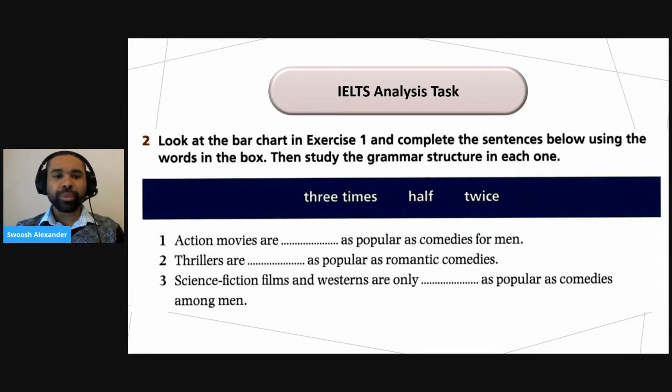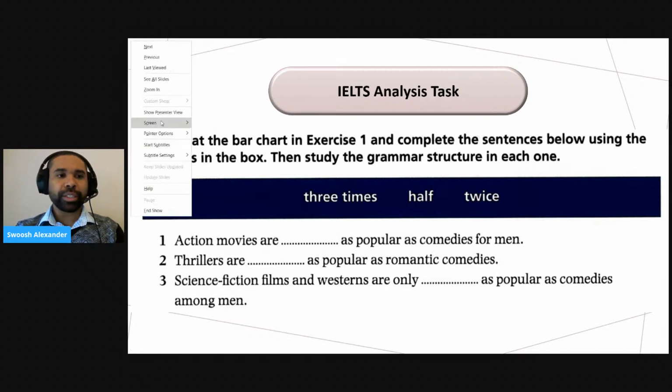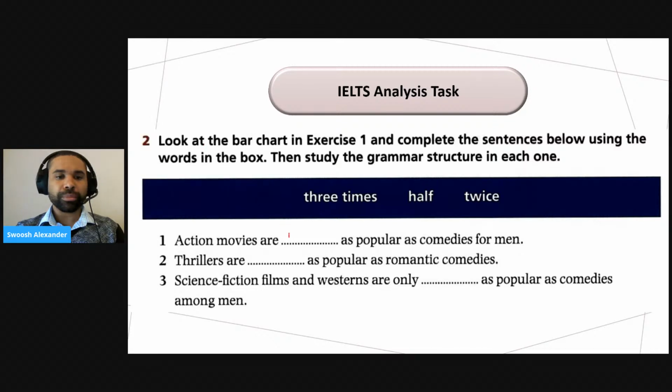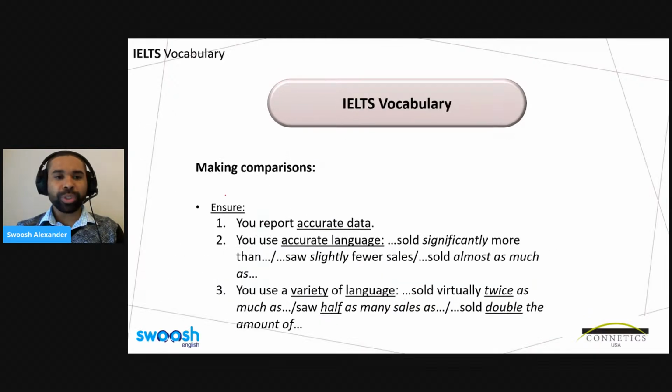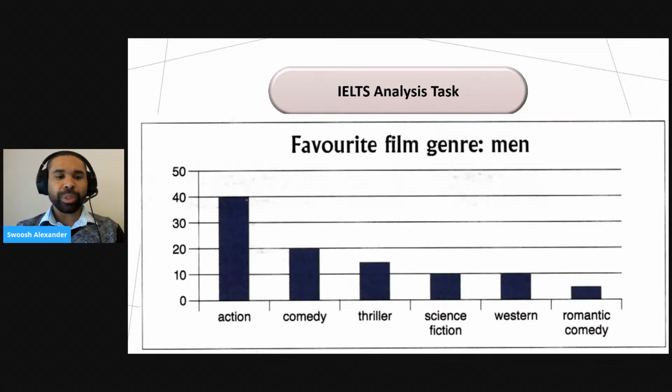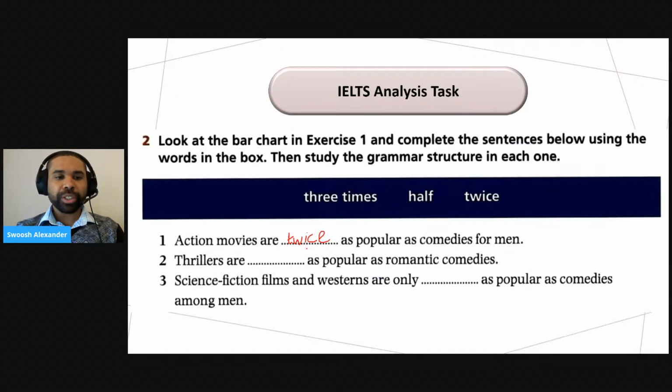Okay, so for the first one then, we can say that action movies are twice as popular. Yep, they're twice as popular because if we look at the graph, we can just go back and have a quick look. Yeah, action, we can see has 40. That's the value, whereas comedy has 20. So 40 is twice as much as 20. So we can say that action movies are twice as popular as comedies for men.